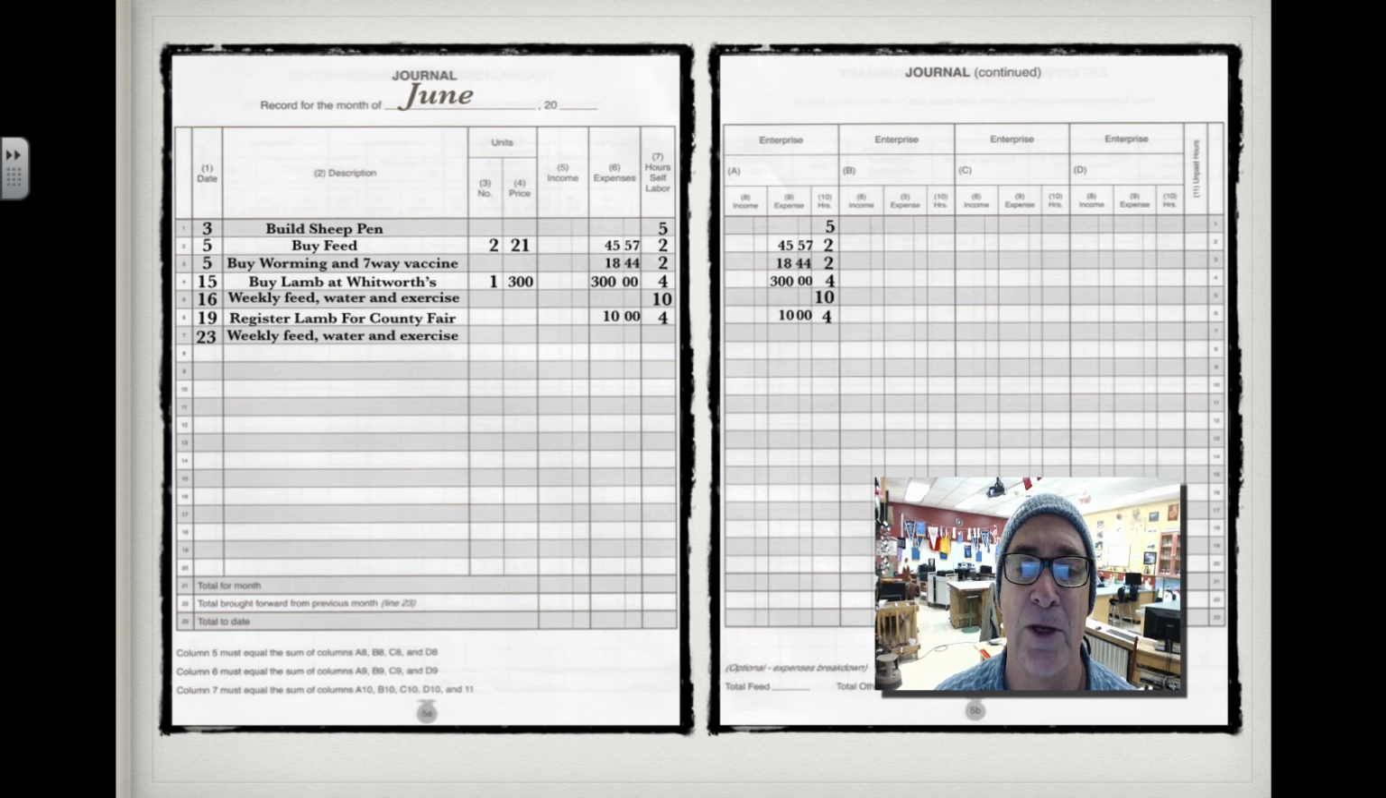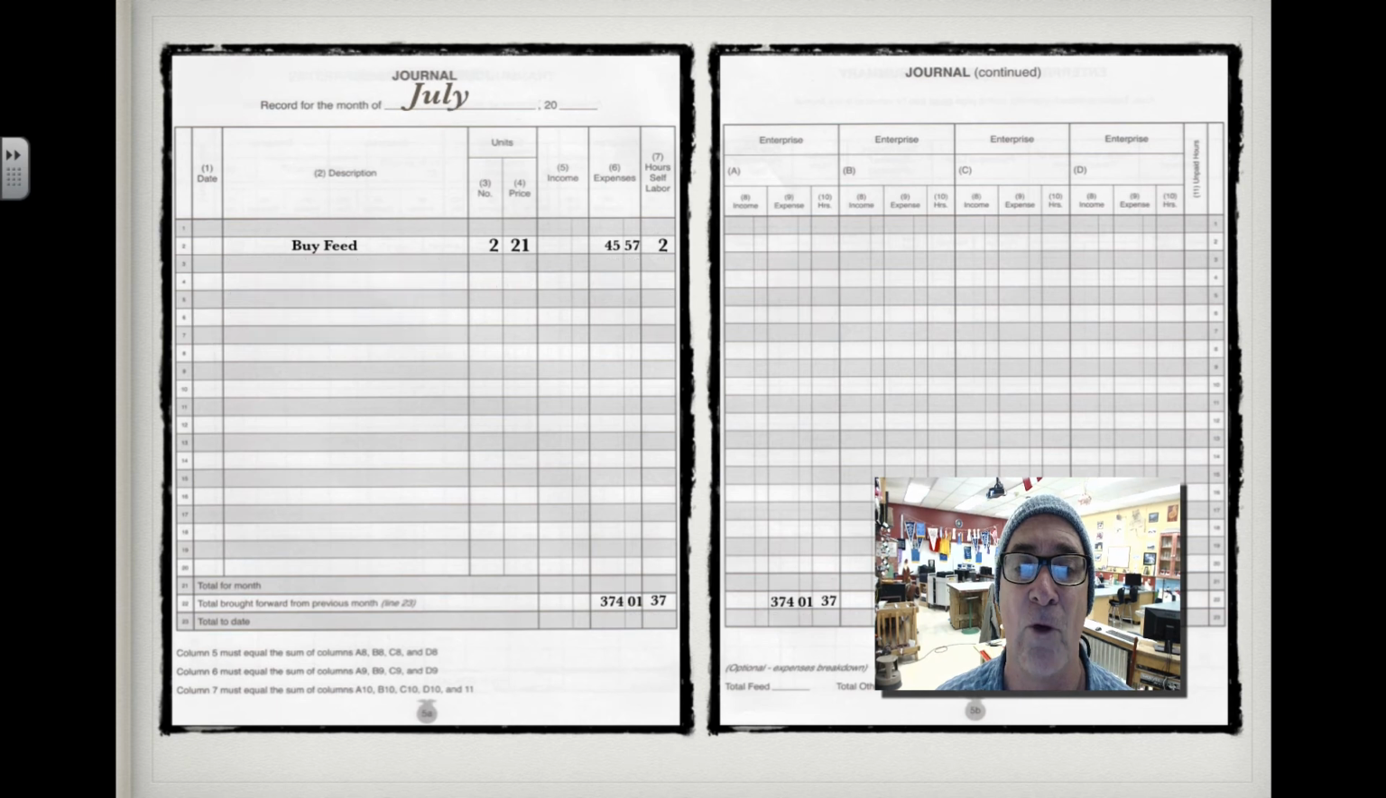And then when you bring your 374.01, you bring them down to the bottom. Now you take that bottom where it says total to date, you bring it forward to July where it says total brought forward. And that's really how you bring the total forward so we can keep a running total month to month. So let's take a look at July.